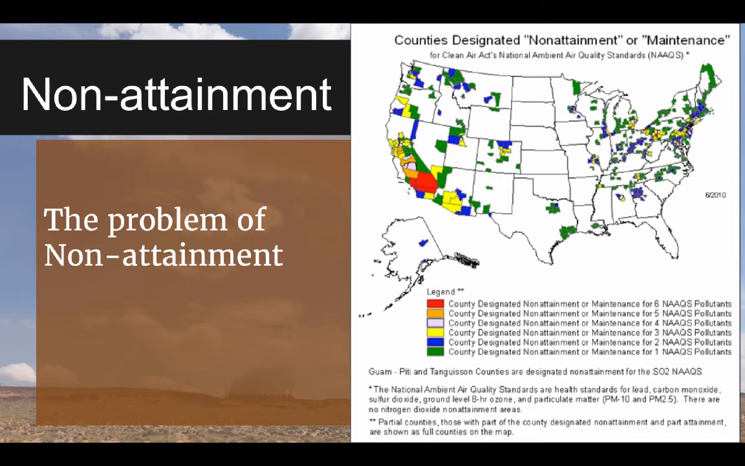Problem of non-attainment. An air quality region is defined as not in compliance when the second highest 1-hour average concentration per day exceeds the NAAQS. The most success in meeting NAAQS has been with lead and NOx. The most troubling pollutant has been ozone.